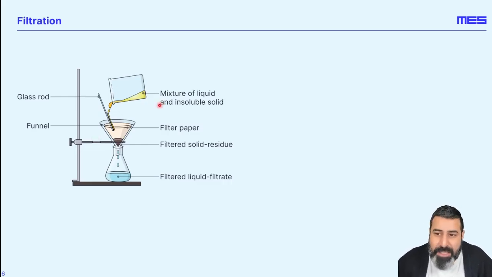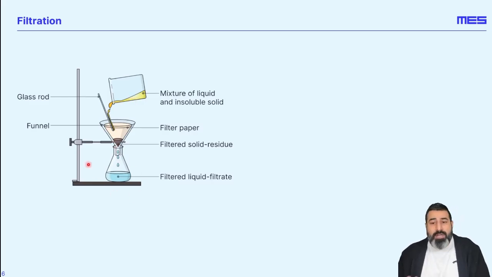So imagine in this beaker, I've got a mixture of sand and water. My sand is my insoluble solid and water is my liquid there. They do not dissolve. The sand is not soluble in water. And then if I wanted to separate the sand and the water, what I could do is pass it through some filter paper. The sand will be left behind, called the filtered solid residue more generally, and then the water is going to pass through the filter paper, and that can be collected in a conical flask, and that liquid that we collect is called the filtrate.